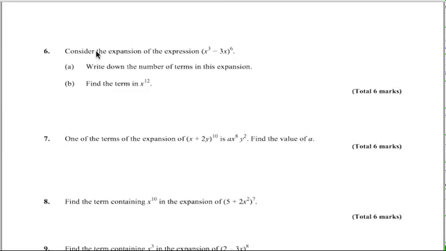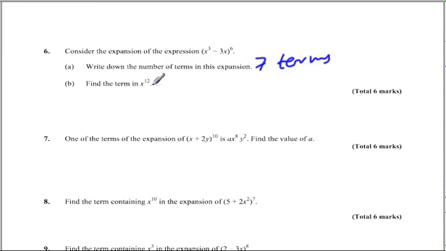All right, so number 6. Let's start over here. Consider the expansion of the expression x cubed minus 3x to the power of 6. Write down the number of terms in this expansion. As we've already discussed, when the power is 6, remember our index starts from 0. So 0, 1, 2, 3, 4, 5, 6 is actually 7 terms. So we have 7 terms over here.